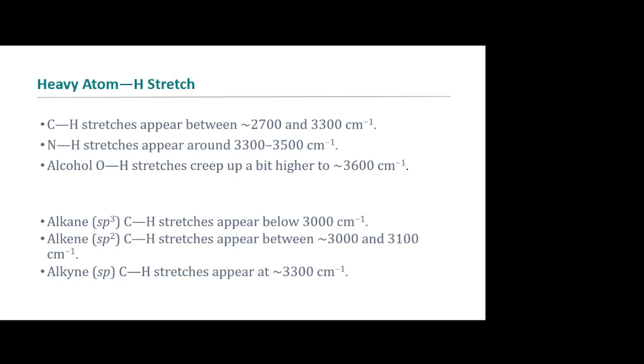Alrighty then. So right here are the heavy atom stretches. And right here we're seeing the carbon-hydrogen stretches. Depending on what they're attached to, they're going to show up somewhere between 2700 and 3300. This is about when it's attached to a really heavy thing, the heavy atom attached to the hydrogen.